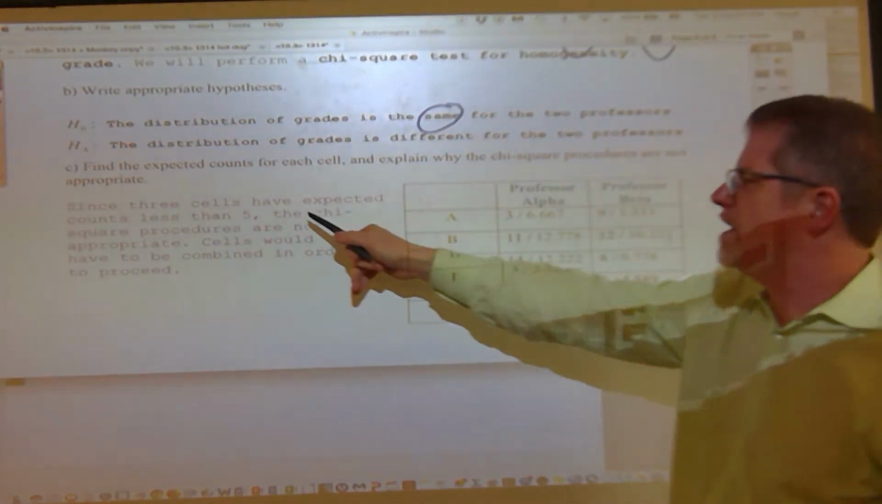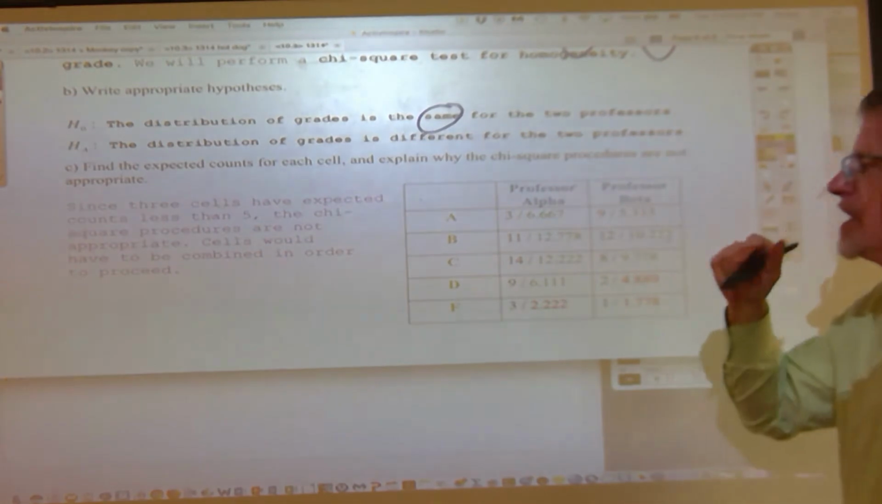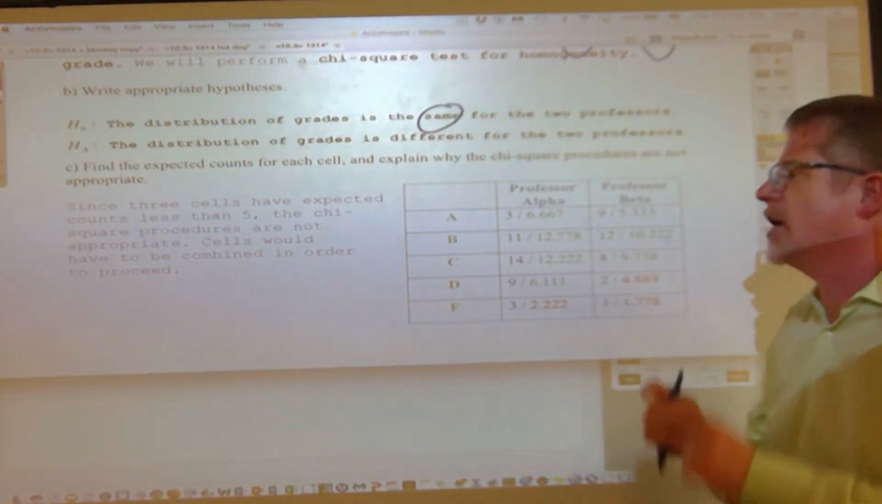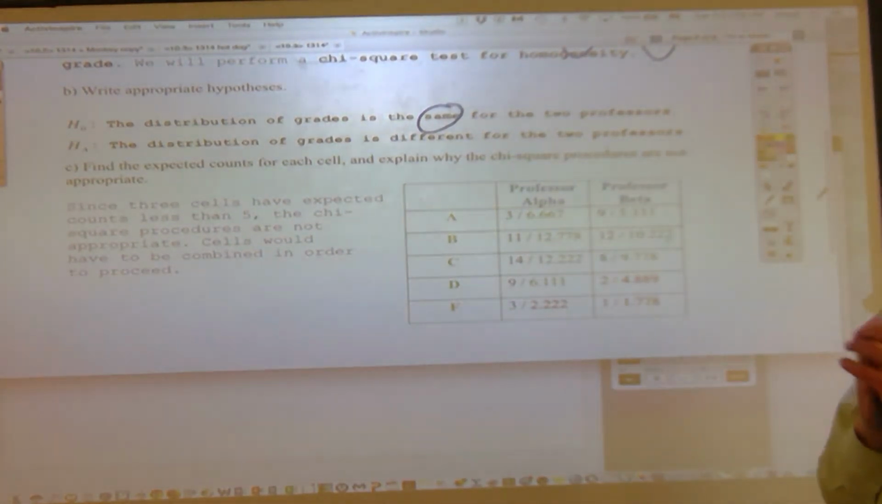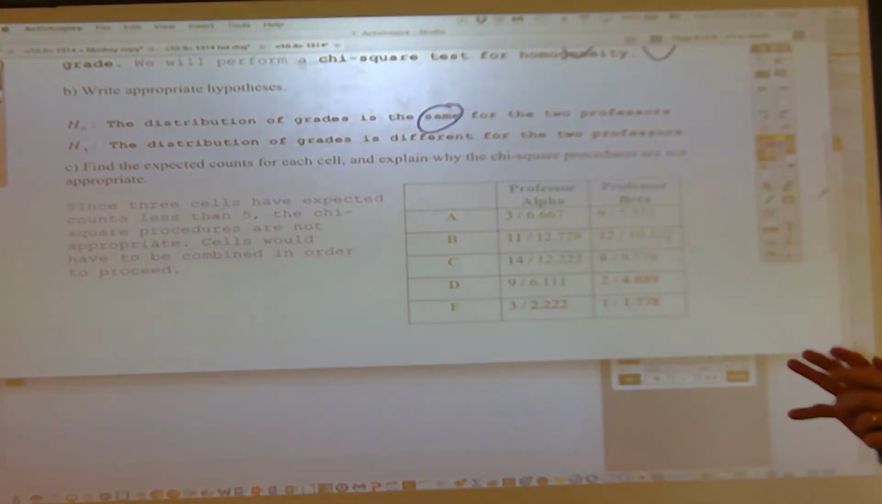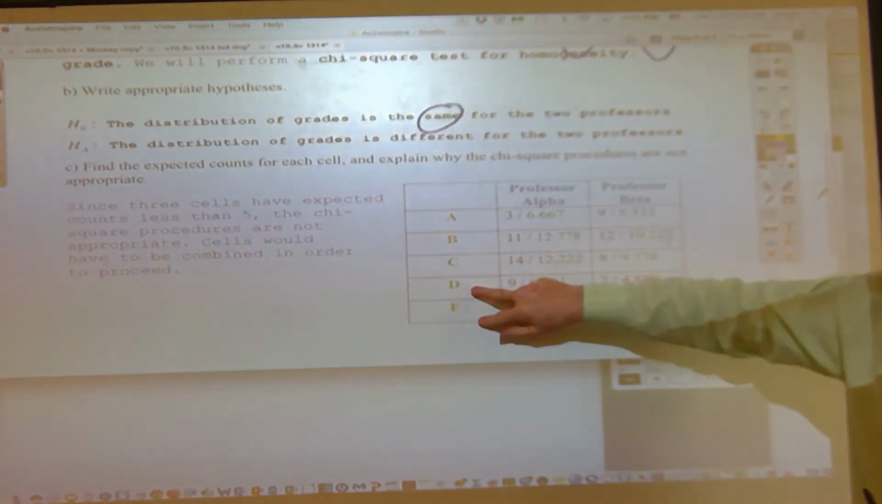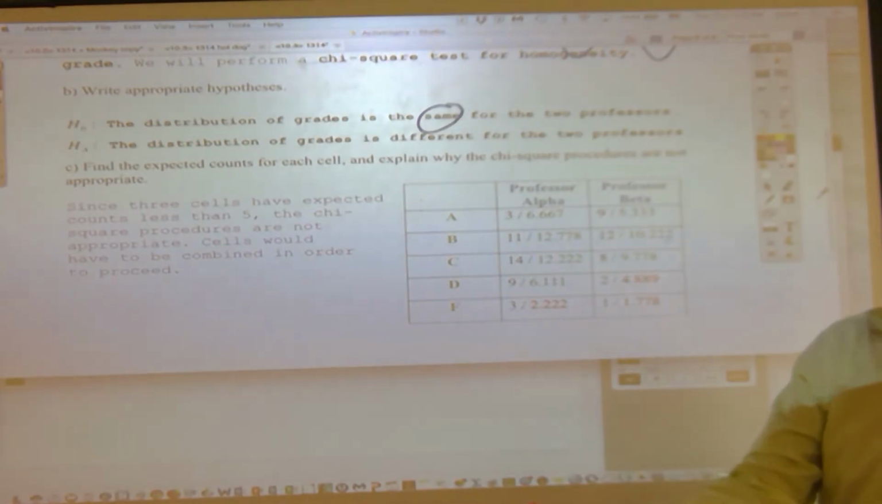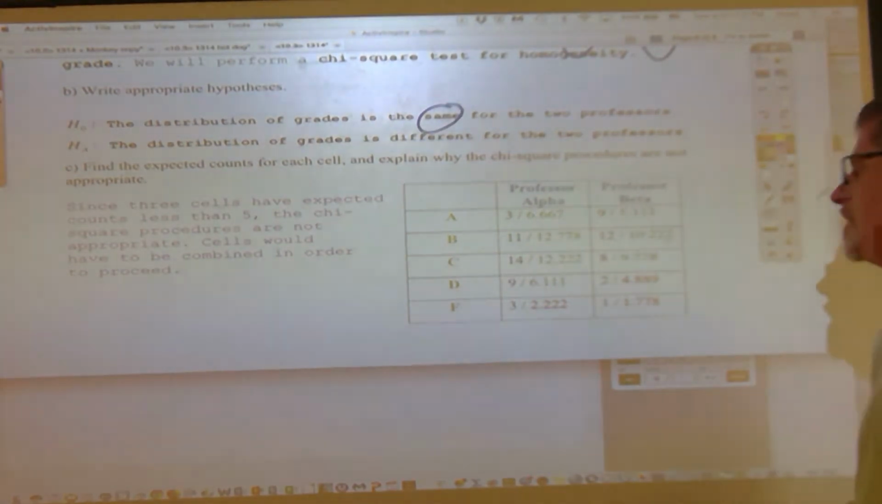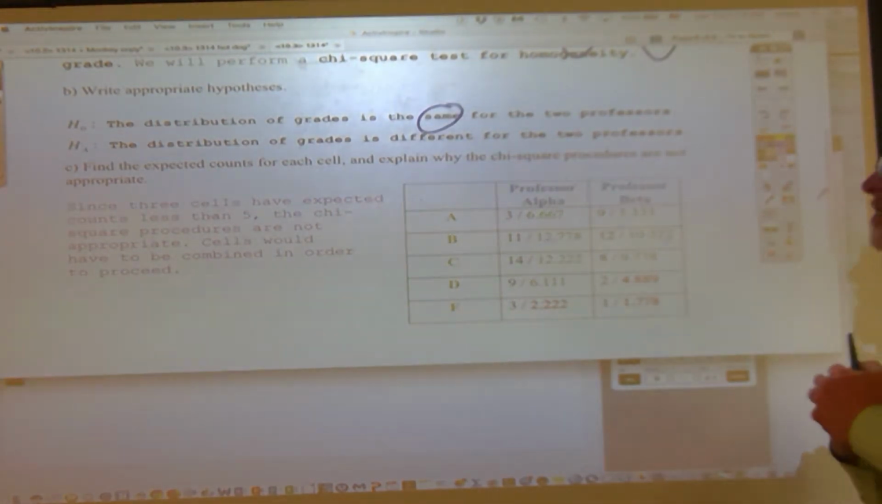But then, whoa, put on the brakes, since the 3 cells have expected counts less than 5, the chi-squared procedures are not appropriate. Cells would have to be combined in order to proceed. So you might have to put D's and F's together, and then maybe we can go forward. Somehow we've got to get everything up to be greater than 5.